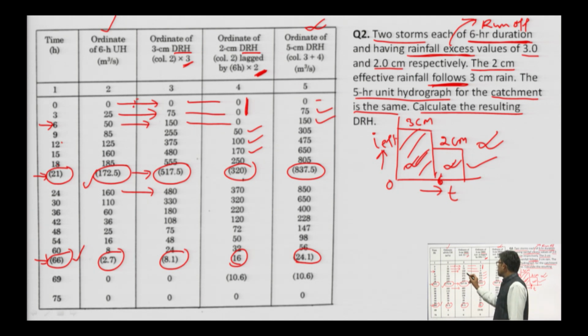At t equal to 9, the first stump is giving 255 and the second stump is contributing 50. Therefore, we add this and the ordinate will be 305. And at t equal to 12, stump 1 is giving 375 and stump 2 is giving 100. Therefore, 475 and so on. So, these are the ordinates of DRH for this storm.